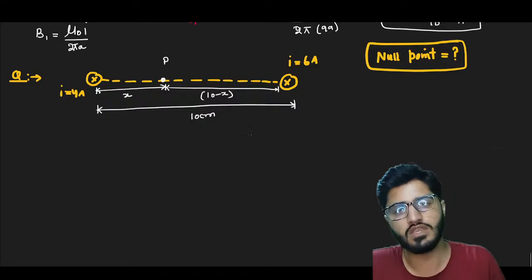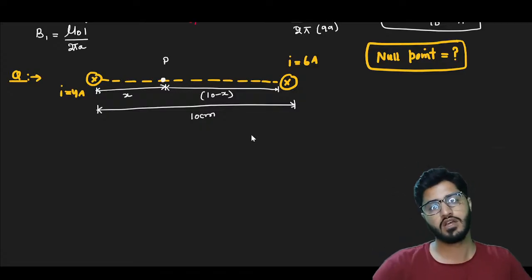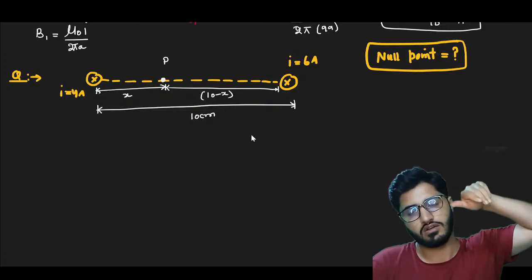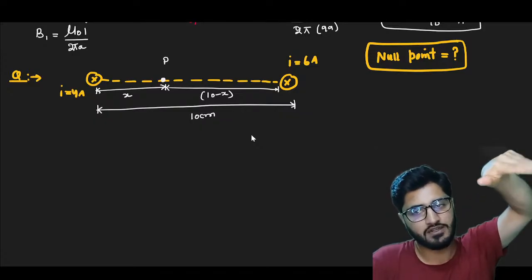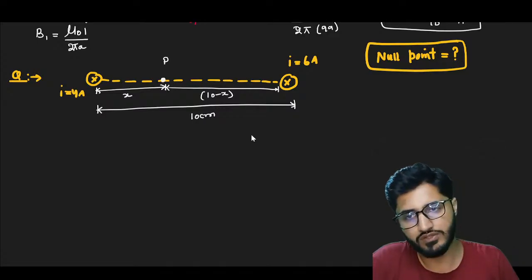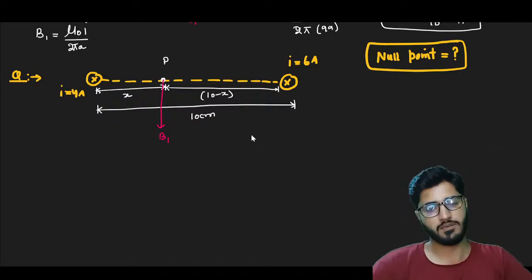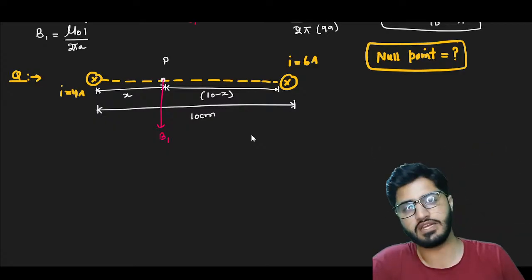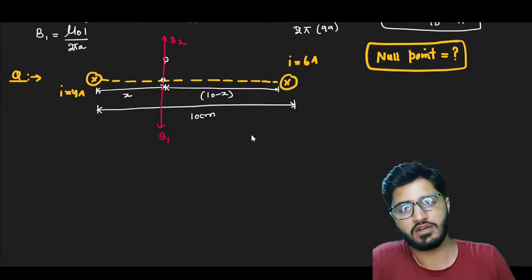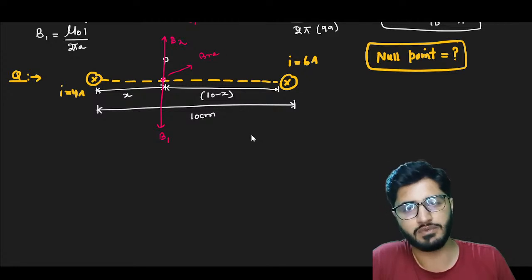Done. Take your hand for directional things. On the wire, firstly, just take your thumb inside it. So my B1 would be downwards. Okay, sir. Take my hand inside the other wire. So B2 is upwards. And we suppose that this one is a null point. If null point, so what is B net now? So B net is 0.